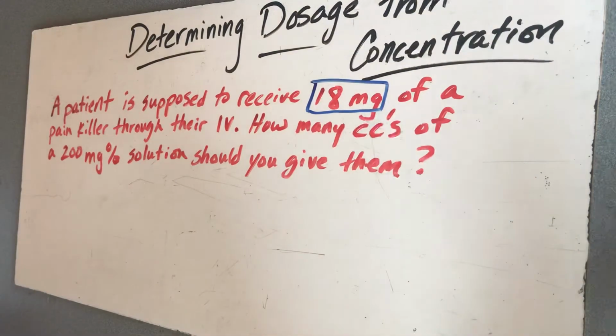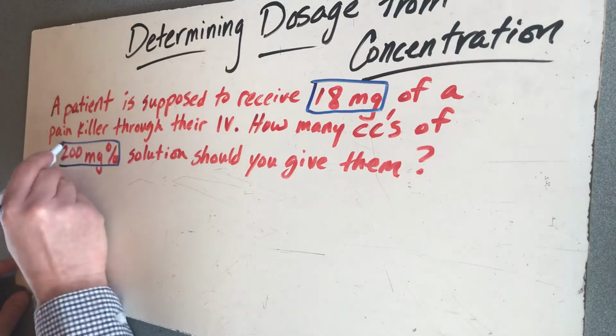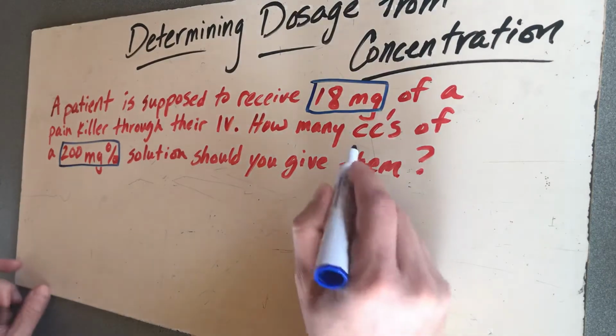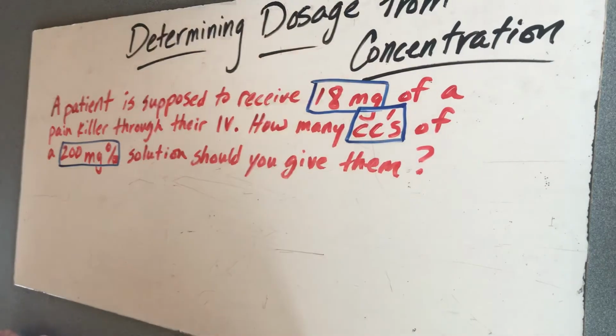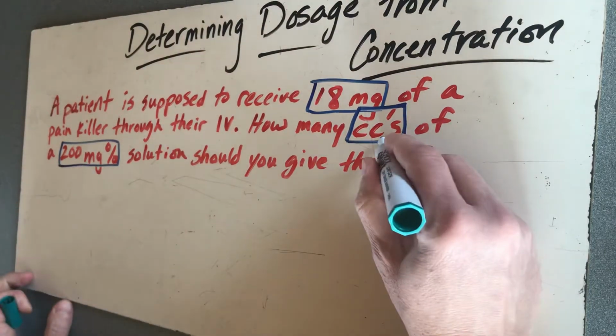So you have a concentration to deal with. On the bottle you're using, it says it's 200 milligram percent. There's a meaning behind that. We need to know how many cc's we should put into a syringe and actually inject. So there's a lot of stuff being thrown at you here. First thing, I'm going to bring up something we talked about a long time ago and we've dealt with occasionally since.